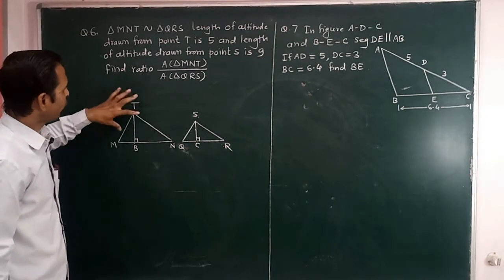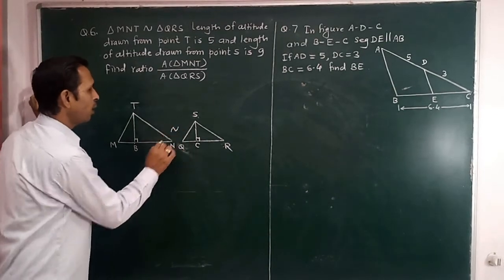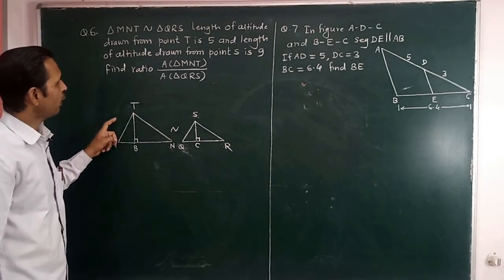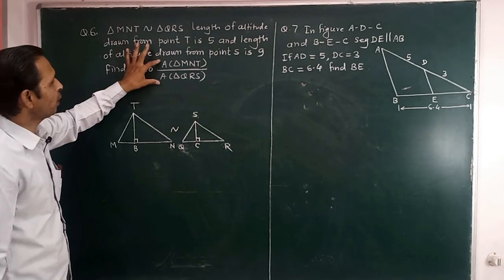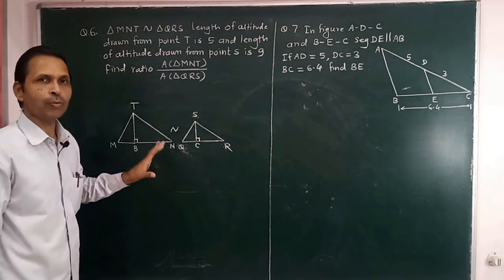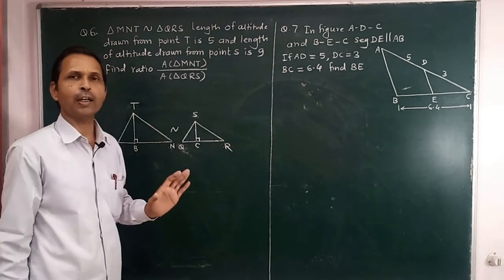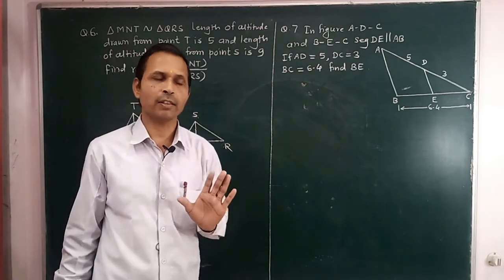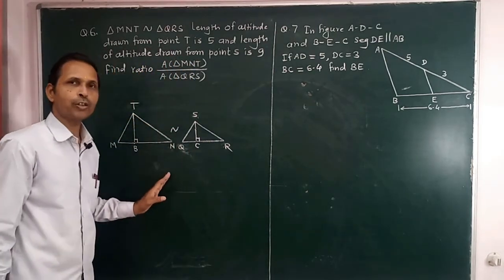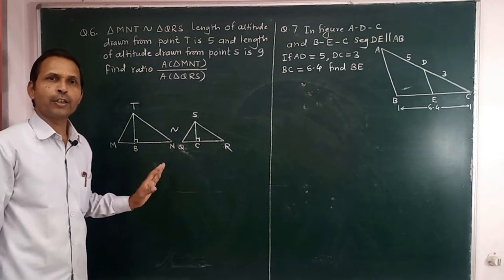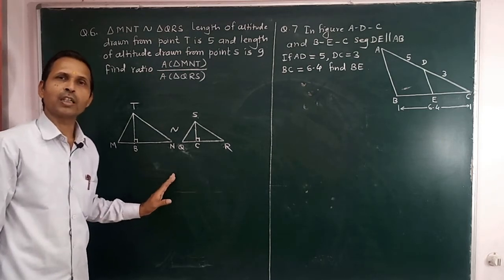Then we know that when these two triangles are similar, the ratio of the areas of these two similar triangles is equal to the ratio of the squares of their corresponding sides.